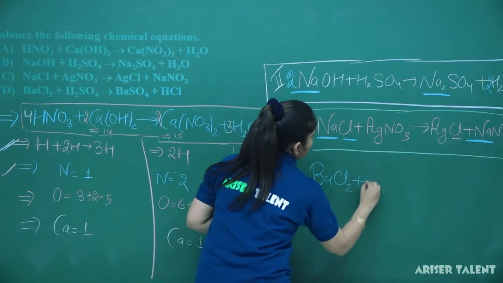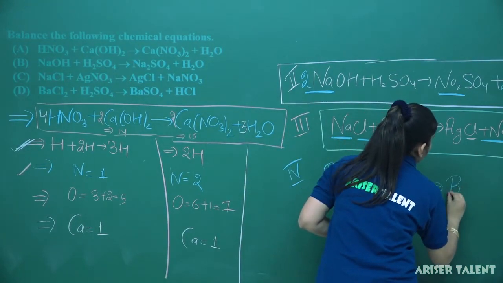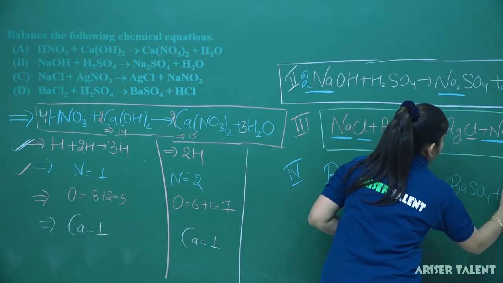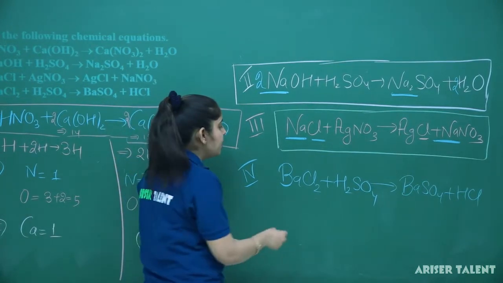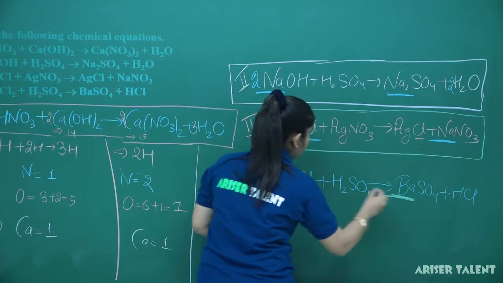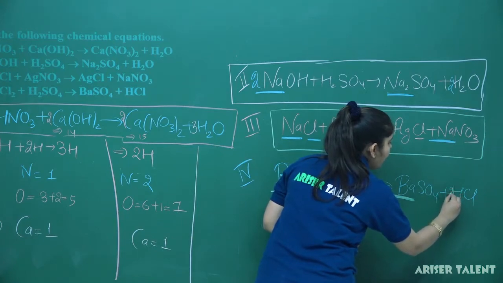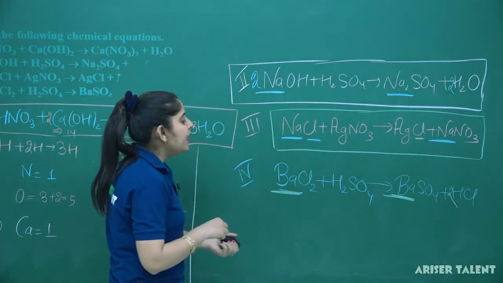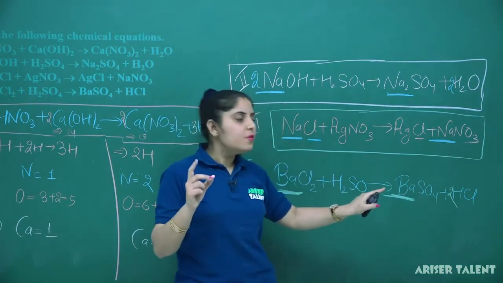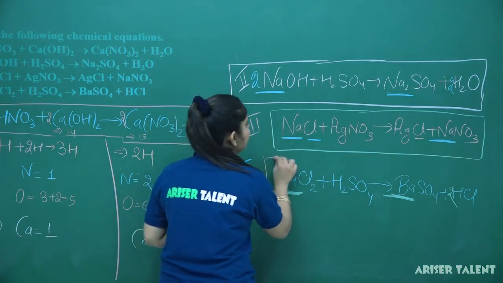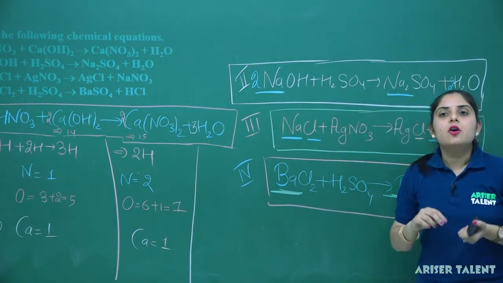BaCl2 plus H2SO4 gives BaSO4 plus HCl. Now, again comparing in this equation, what we can see here, barium 1, chlorine here is 2 and chlorine here is only 1. So, I am substituting 2 over here, 2 HCl. Now, look at here, chlorine 2, hydrogen 2, sulfur 1, oxygen 4 and oxygen 4. So, we must say that this equation is the complete balanced equation. So, in this way, we can do the balancing of the chemical equations.